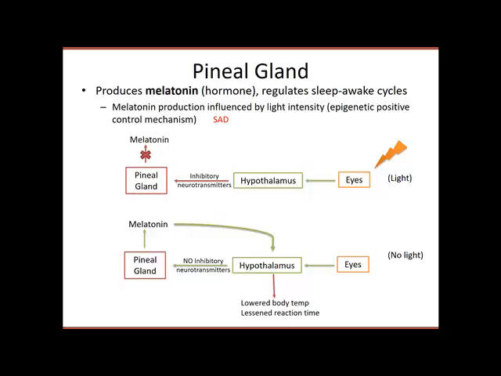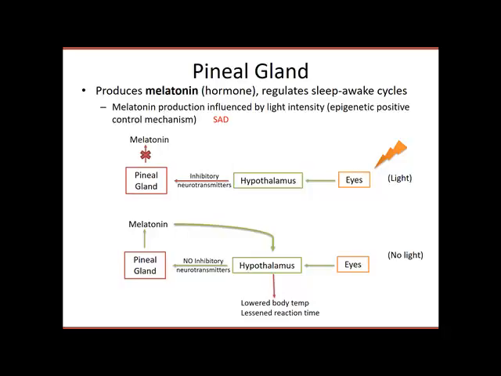And that prevents your pineal gland from making melatonin. Otherwise your pineal gland would run free and make all the melatonin at once. Now, assuming that you have no light hitting your eyes, your hypothalamus is going to stop secreting those inhibitory neurotransmitters. There we go. Your pineal gland is now going to go, I'm free. I'm free to make melatonin.